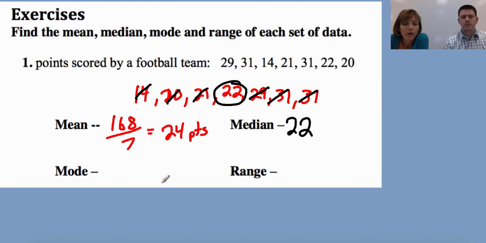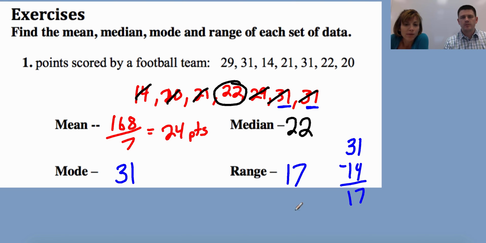And then the mode, the one that occurs the most often. In this problem, there's only one, so the mode is going to be 31. There were 2 values at 31. And then the range: the high minus the low is the range. So 31 minus 14 gives you a range of 17, meaning your data was spread out by 17 points between the lowest and the highest points scored.